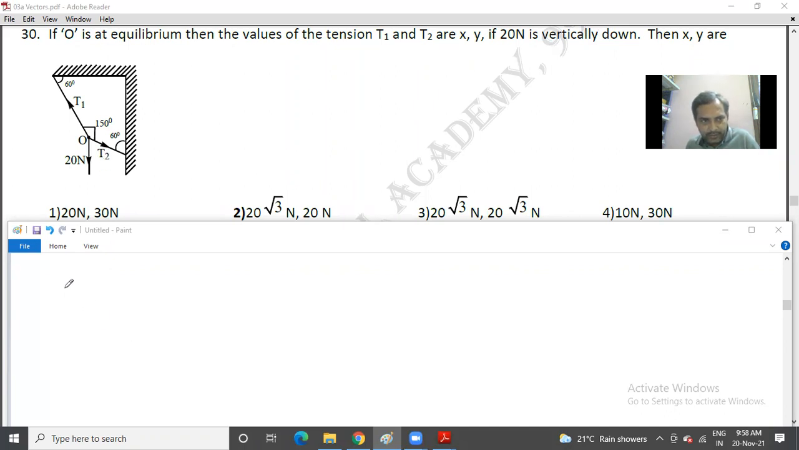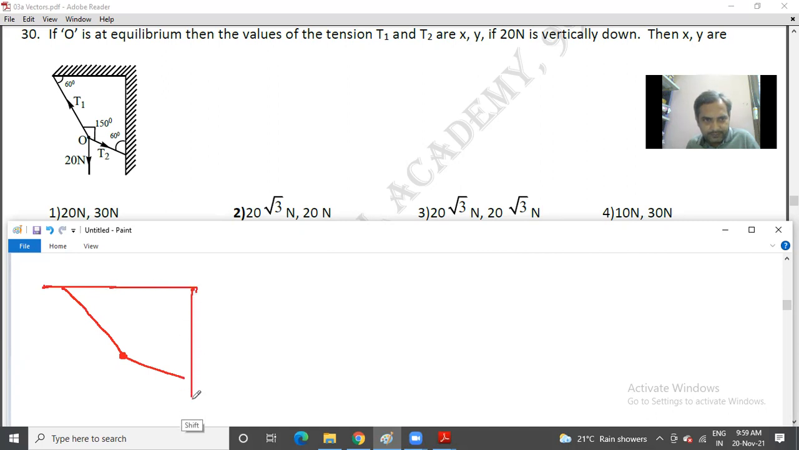So let me draw the diagram once again. So this is a string here. This may be like a knot. This is the angle. And this is connected to a rigid support. So like this it is given. Next, this angle is mentioned as 150 and this is mentioned as 60. Therefore, if you draw a line perpendicular to this, you will have to write this is 30.